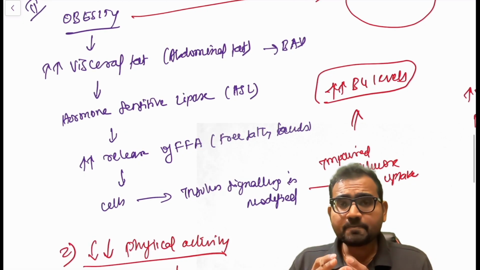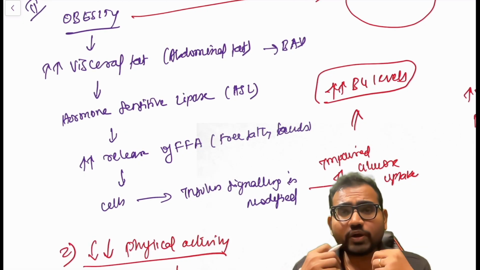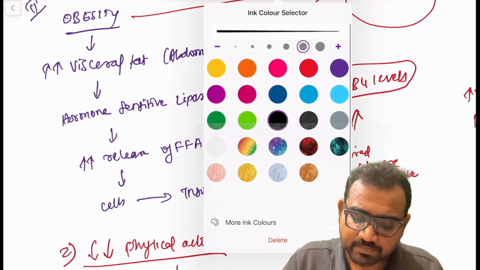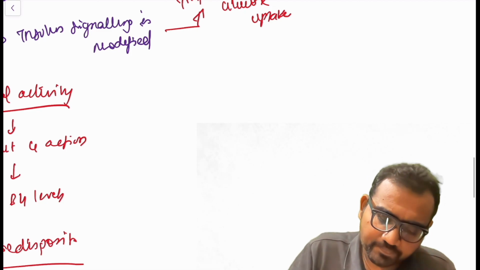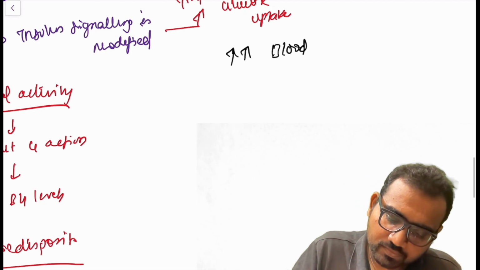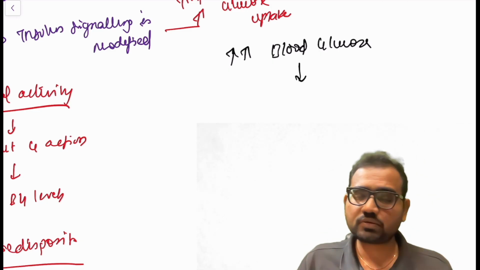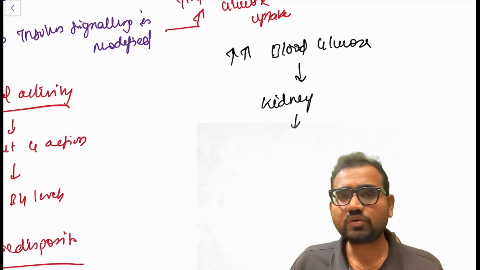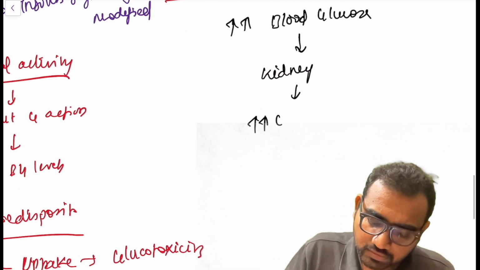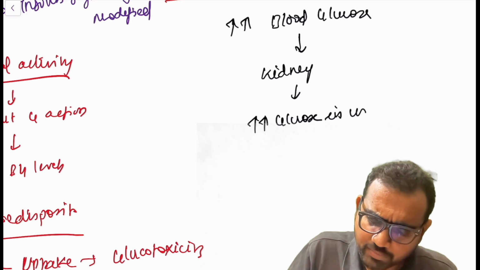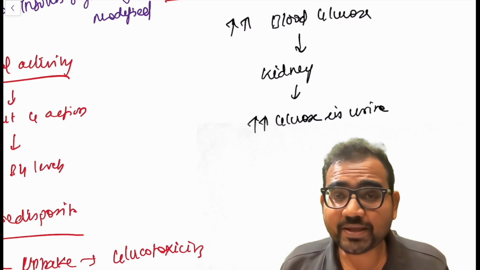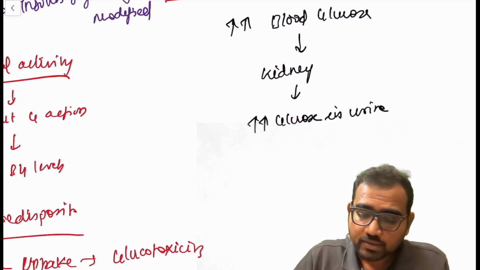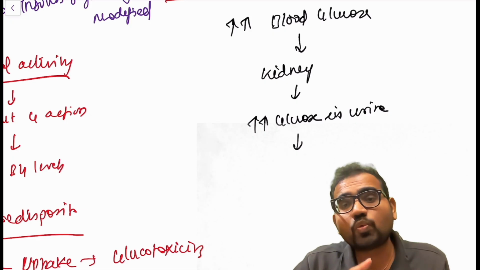Now you are going to tell me, when there is increased blood glucose levels in the body, it has to be transported via the kidneys. So there's going to be increased glucose in urine. It's obvious, right? But the very important thing is, glucose, because of its osmotic gradient, carries water along with it.